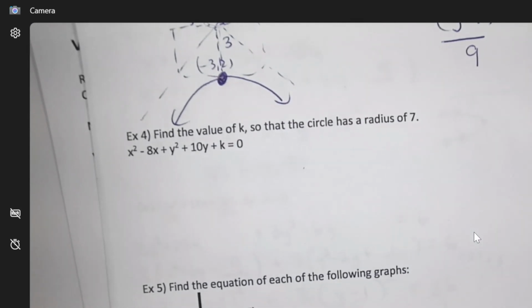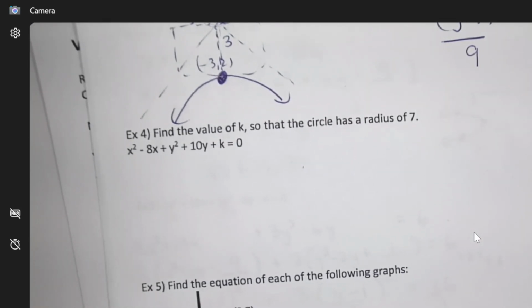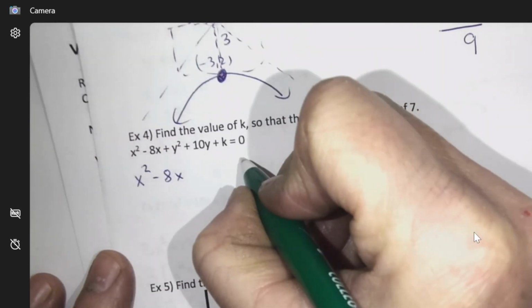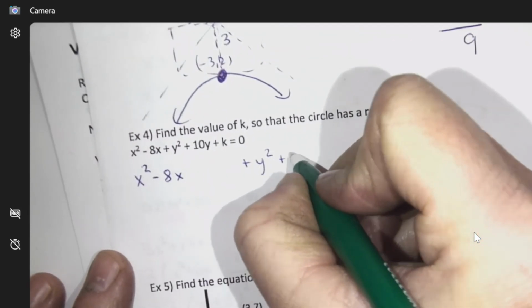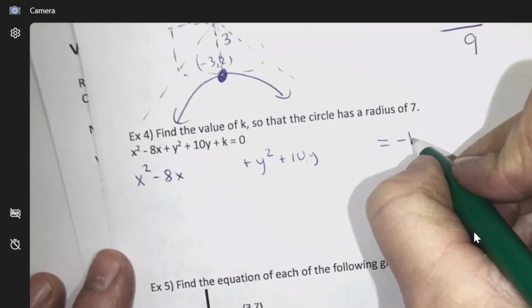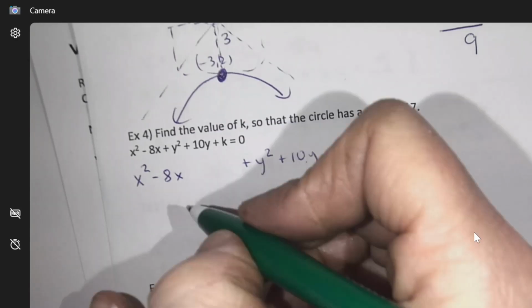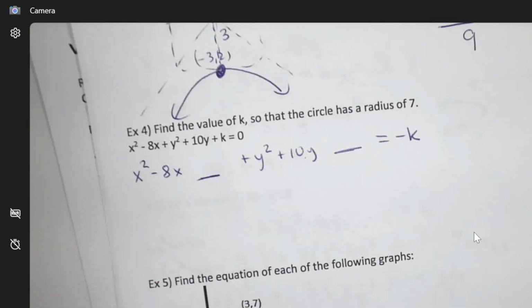Okay, identify the value of k so that the circle has a radius of 7. Okay, so we're going to complete the square. So x squared minus 8x, y squared plus 10y, and then a negative k. Clump the x's, clump the y's, move the number. Okay, complete the square, complete the square.